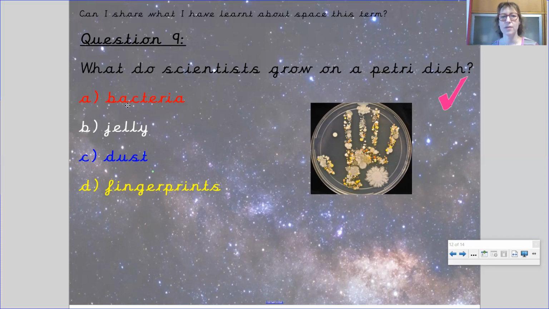If you think it's bacteria, just write A. If you think it's jelly, write B. If you think it's dust, write C. And if you think it's fingerprints, write D. Did I say D for dust? C for dust, and fingerprints, D.